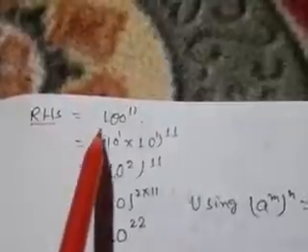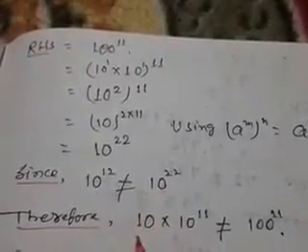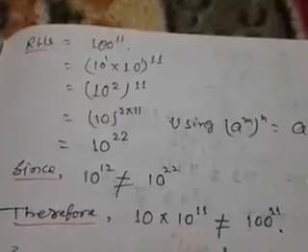See RHS, 100 to the power 11. We write 100 in this form: 10 square, 10 to the power 1 multiplied by 10 to the power 1, to the power 11. So 10 square to the power 11. By simplification we find 10 to the power 2 multiplied by 11, it becomes 10 to the power 22. Dear students, here we see LHS is 10 to the power 12 but RHS is 10 to the power 22. Hence both are not the same, therefore this equation is false.